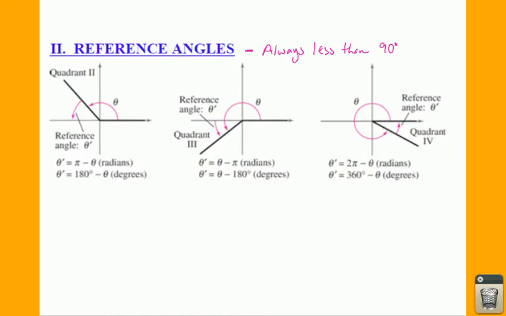Alright, so I talked briefly about reference angles before. Now we're going to get into reference angles and how they will be able to help you a little bit better. Keep in mind reference angles are always less than 90 degrees. They're always the distance from wherever your angle is to your horizontal. So in this case, if you're in quadrant 2, it's going to be the distance from here to your horizontal.